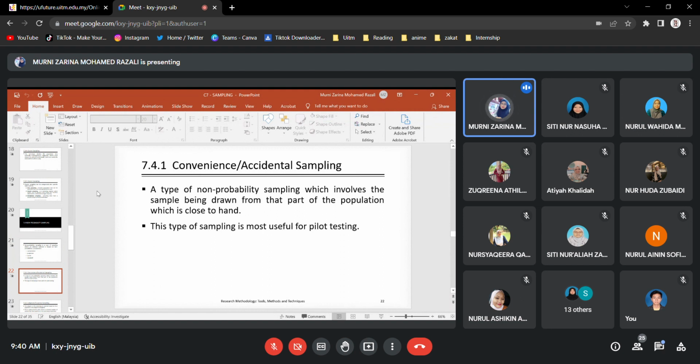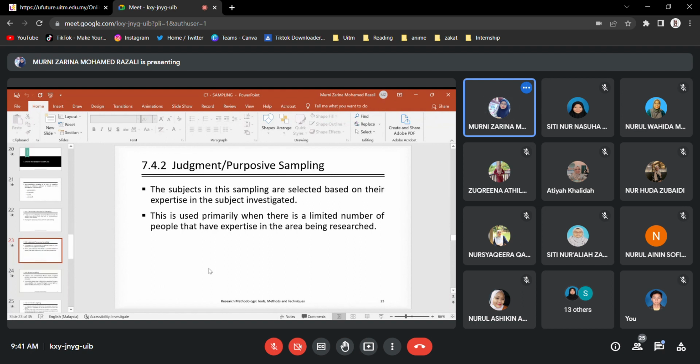That is convenient sampling. Basically convenient sampling is a non-probability sampling which involves the sample being drawn from the part of the population which is close to hand. Siapa-siapa je, tapi mesti dalam population you. So you bagi je, you boleh tak tolong jawab questionnaire I, macam tu. You just conveniently distribute your questionnaire, and automatically choosing your sample.